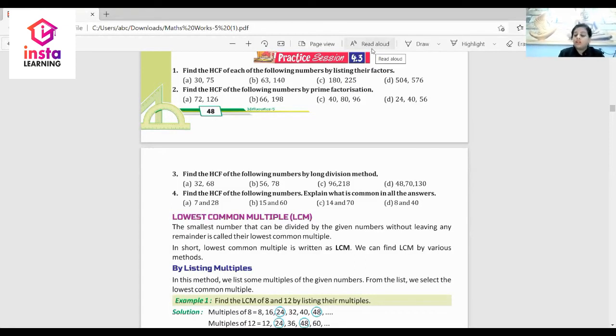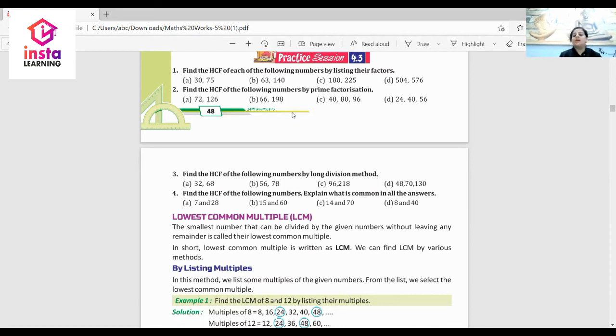Now, the fourth point is find the HCF of the following numbers. Explain what is common in all the answers. It is like this is the multiple. 28 is the multiple of 7 and 7 is the factor. So 7 fours are 28, it is going fully without any remainder. 15 fours are 60, 8 fives are 40. So the common thing is that they both have the relation of factors and multiples too. So here we have completed our exercise 4.3.